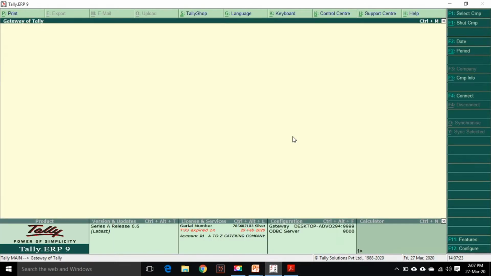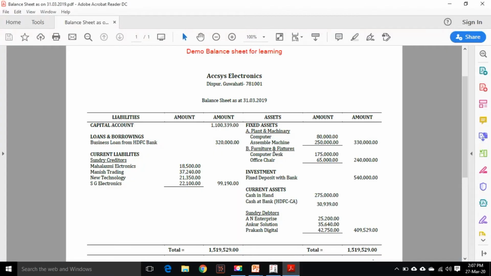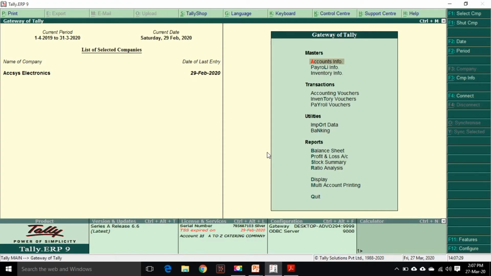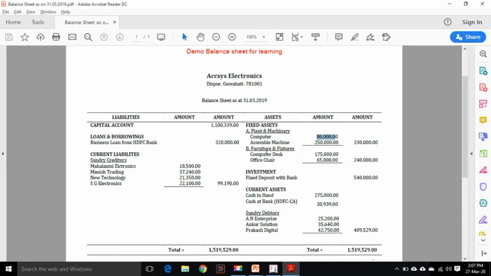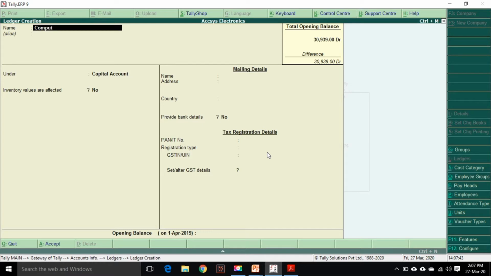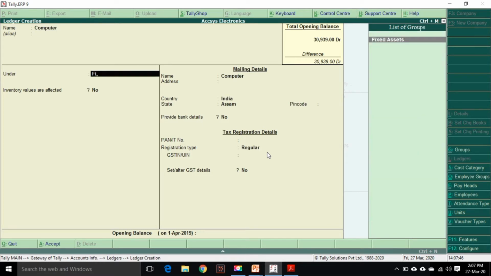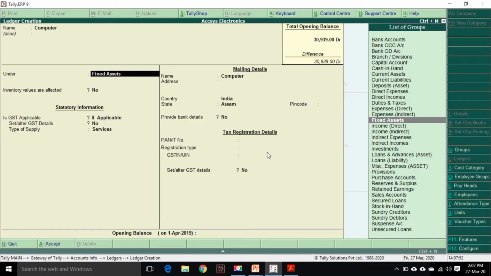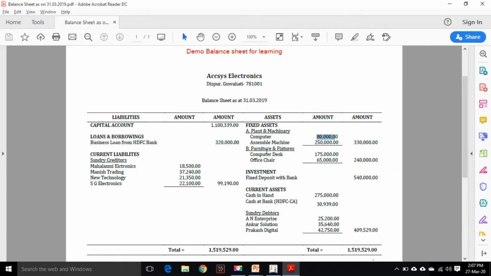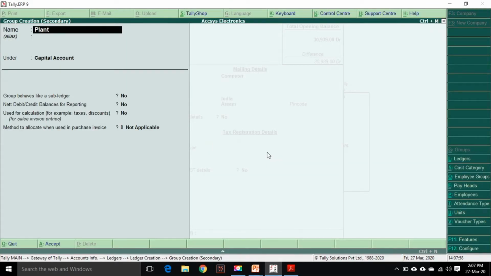So now go to Tally. We start with fixed assets. Start by creating a ledger. We don't have any ledger of fixed assets, so we have to create it. Accounting Info, Ledgers, Create. In fixed assets, it's a computer. Type computer under fixed assets. Do one thing, create another group. Alt C, create plant and machinery. There is a group of fixed assets under fixed assets.